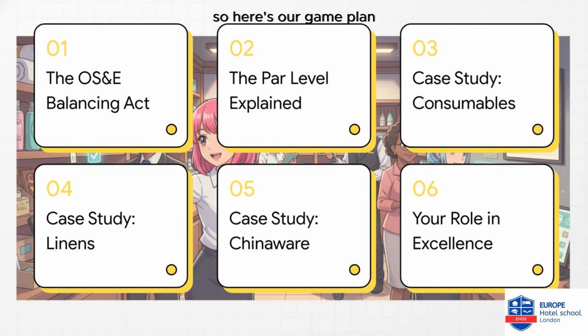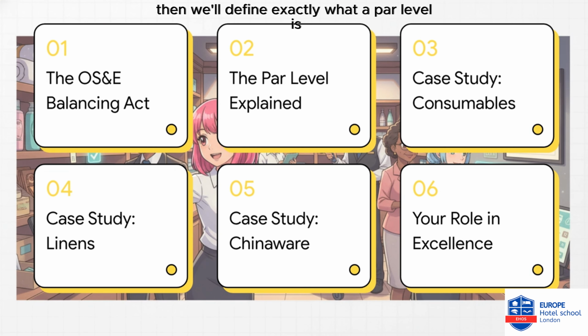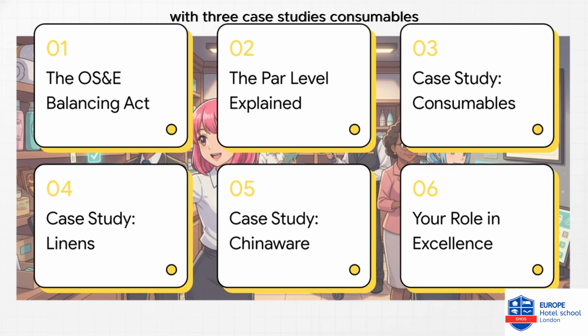So here's our game plan. We'll kick things off with the core challenge of managing all those supplies. Then we'll define exactly what a PAR level is. After that, we're going to get super practical with 3 case studies: consumables, linens, and chinaware. And finally, we'll tie it all back to your role as a future leader in this industry.